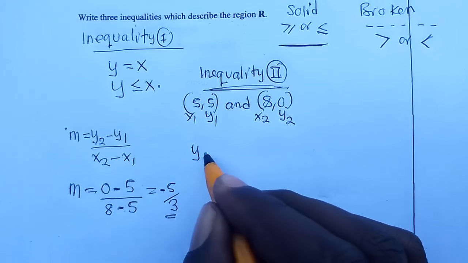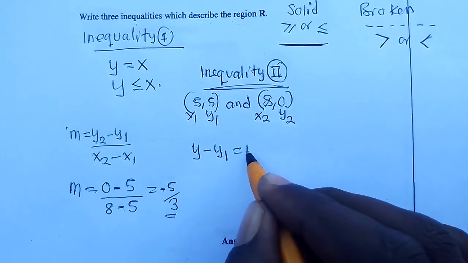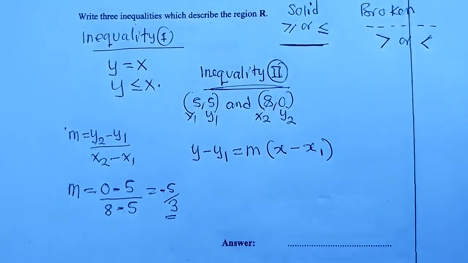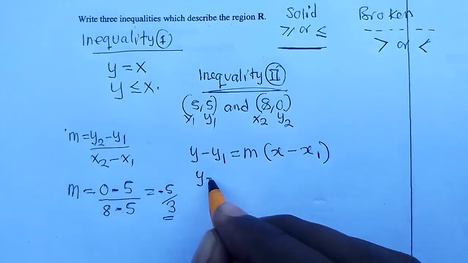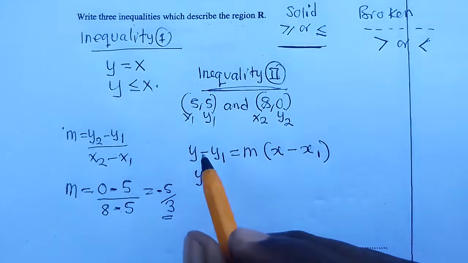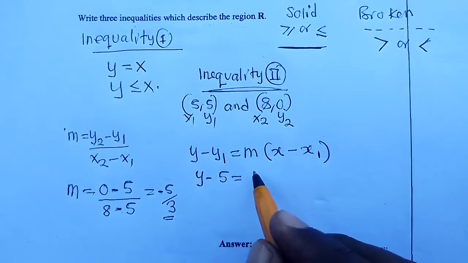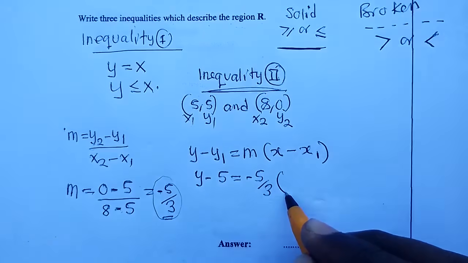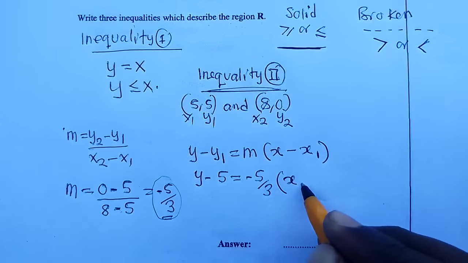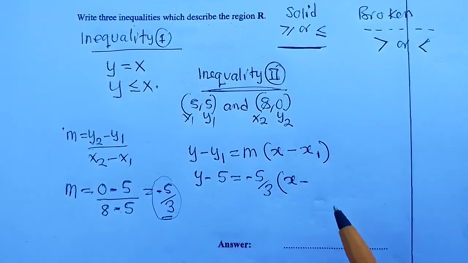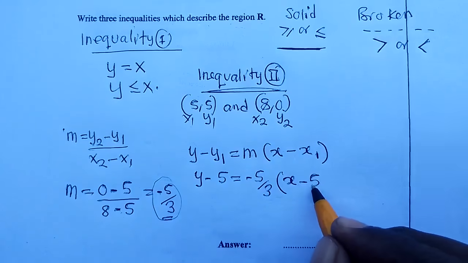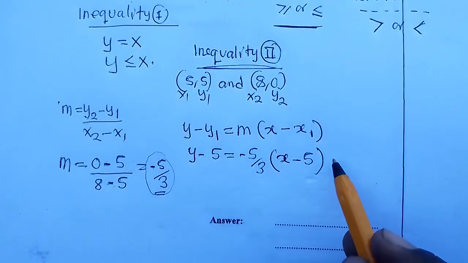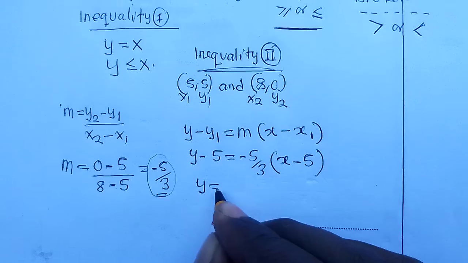So you write the general equation of all straight lines, which is y minus y1 is equal to m open bracket x minus x1. This is what you are going to do. So you say y minus, what is your y1? y1 is 5, which is equal to, what is your gradient? Negative 5 over 3, open bracket, x minus, what is your x1? x1 there, 5. Then you do this. This one will go to the other side.